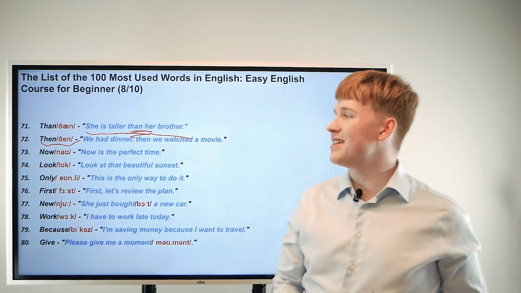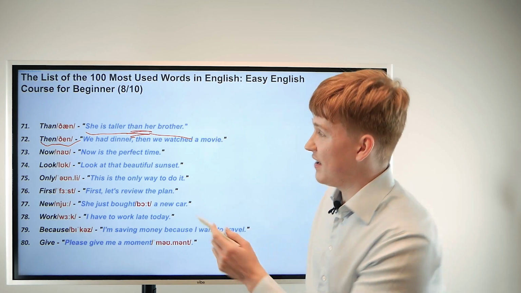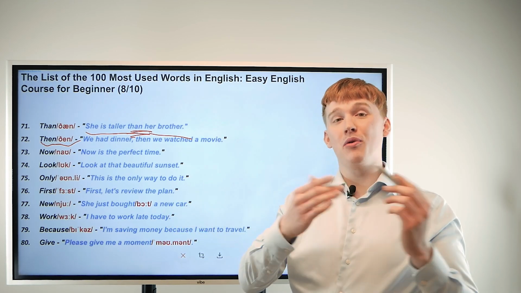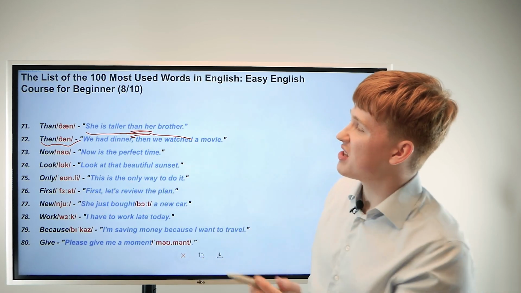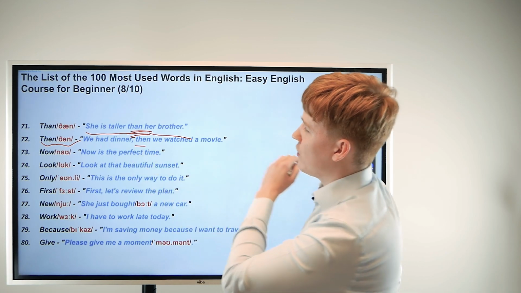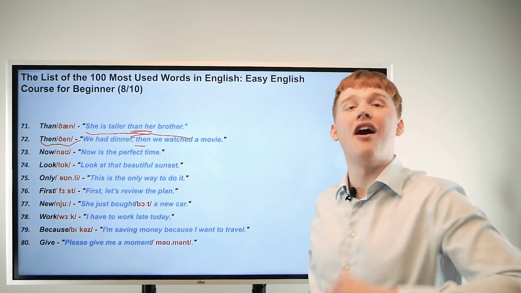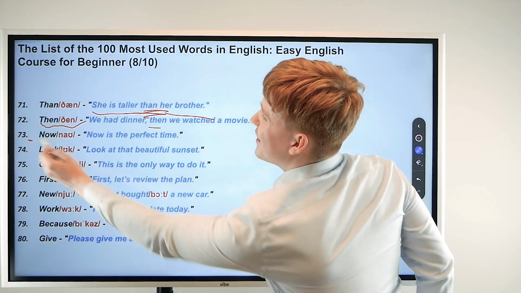So we had dinner, then we watched a movie. So firstly, we had dinner, and now we want to state that after dinner we did something. So we use then. You can also say and then. So then we watched a movie. It happened after the fact. So now we have now.